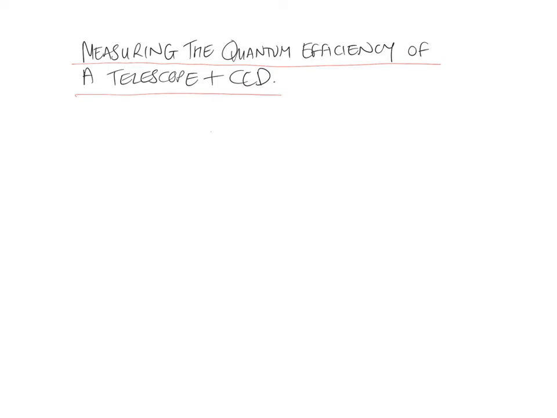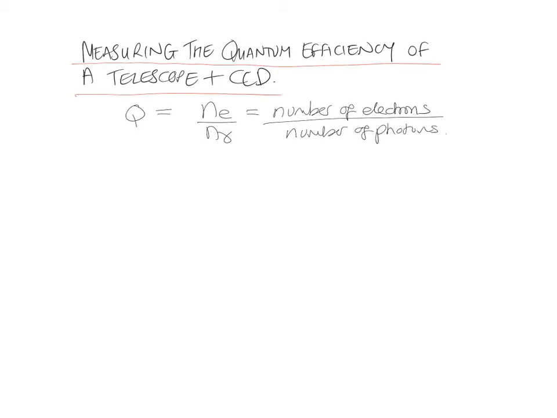In this video, I'm going to go through the calculations that you need to make to measure the quantum efficiency of a telescope plus CCD system. So let us start with the definition of quantum efficiency, which we'll call Q. This is the number of electrons that are recorded by the CCD divided by the number of photons incident on it. So, number of electrons divided by number of photons.